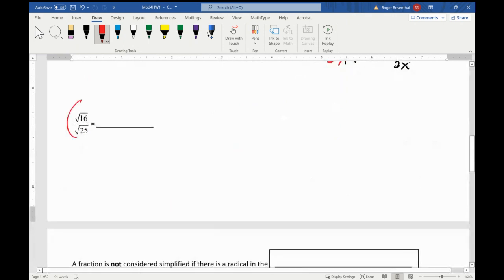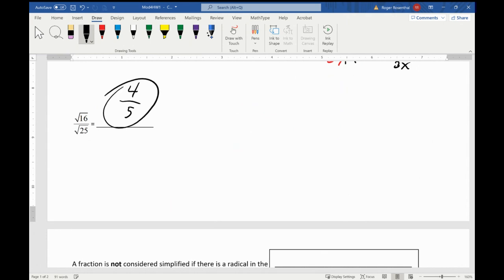Okay, we're going to rationalize the denominator here. Why do we need to rationalize it? Because we're not allowed to have a radical in the denominator. Well, there's the easy way and the hard way. The hard way is the way we did all the other problems. The easier way is just to see that the square root of 16 is 4, the square root of 25 is 5, and there's your answer, 4/5. Nothing more you need to do.